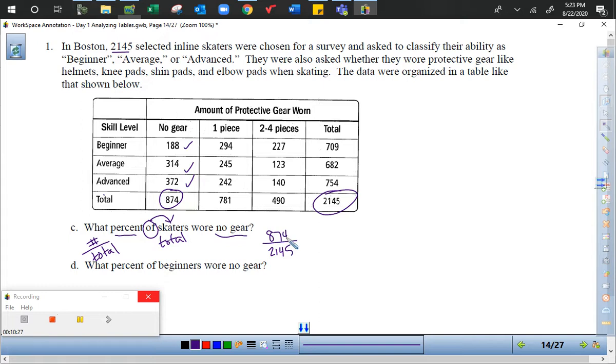I told you you wanted to have your calculator handy. We want to write this as a percent, so go ahead and type that in there for me, and then we'll move the decimal over 2 places.